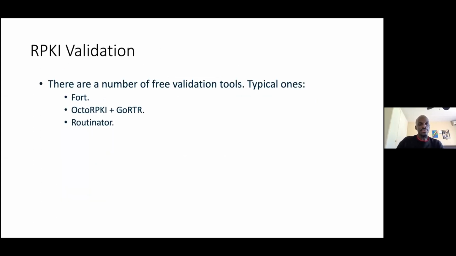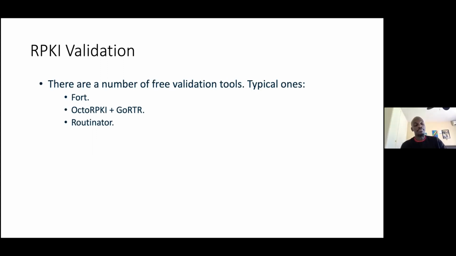And then for validation, actually I forgot to write, there's a fourth one here. But there's typically 3 that are currently being used around the world. So FORT is one that's being used. Octo RPKI plus Go RTR, which is produced by Cloudflare, is also in use. NLNet Labs are also pushing out Routinator. But there's another one also that I'm about to test now called RPKI Client with Stayrtr. That's also quite popular nowadays as well. So it's about 4 typically.